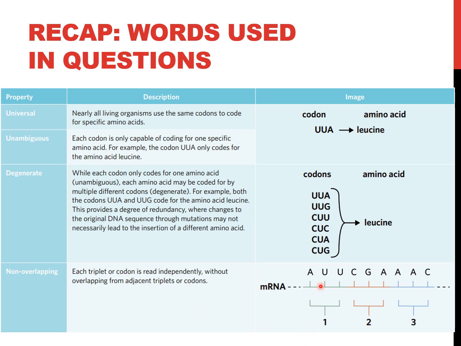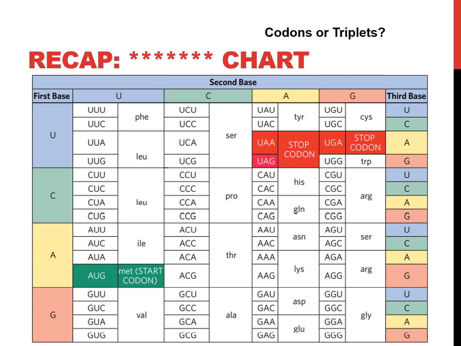And lastly, non-overlapping: they're just read 3 at a time when they go through the ribosome. Okay. Boom. Codon on a triplet chart, you should be able to tell me now. Okay. You see the U's, that is the dead giveaway. Okay, so it's a codon chart.